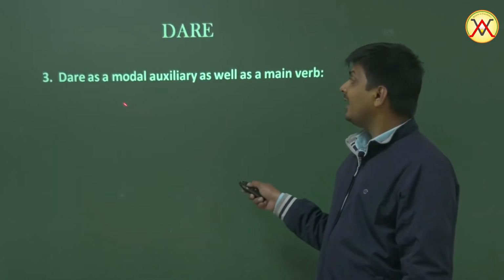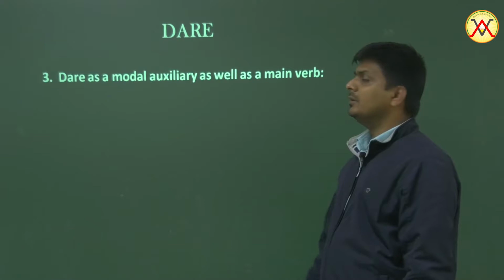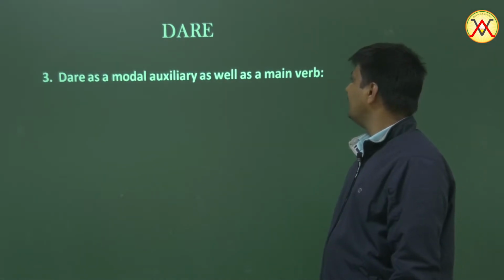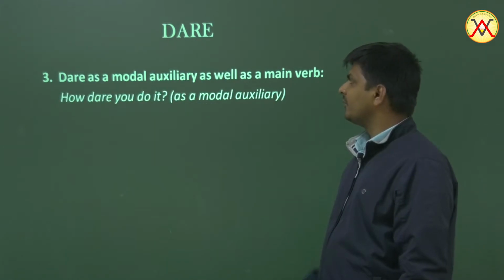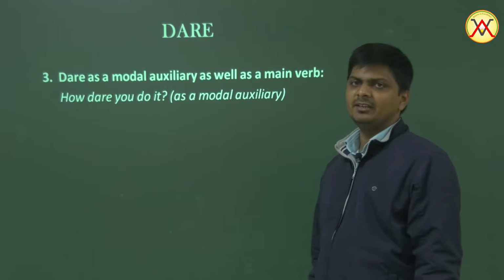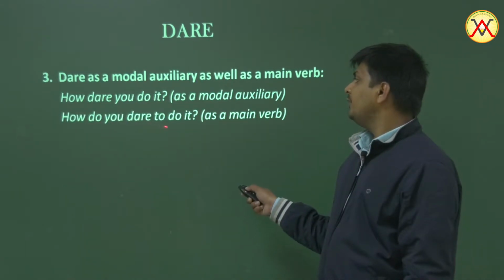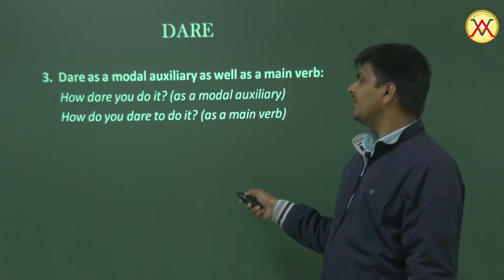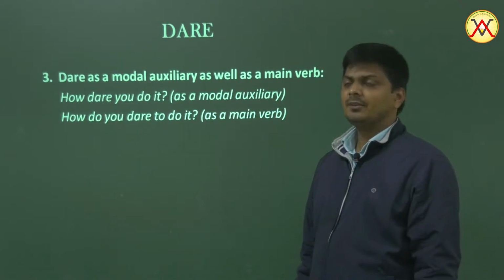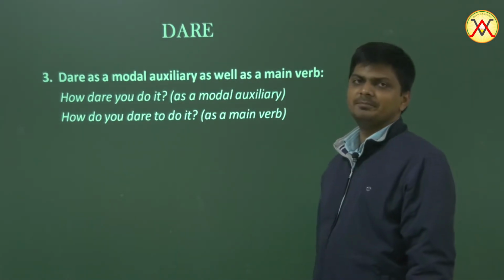Dare as a modal auxiliary as well as a main verb. Look at this. How dare you do it. Here dare is being used as a modal auxiliary. But look at this one. How do you dare to do it? Here dare is being used as a main verb because do is the helping verb. It's simple present tense.